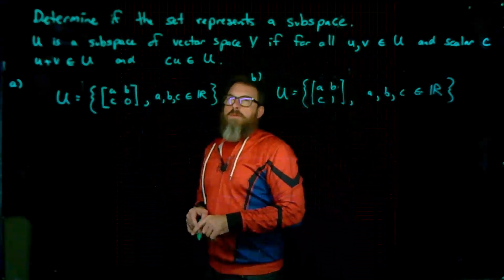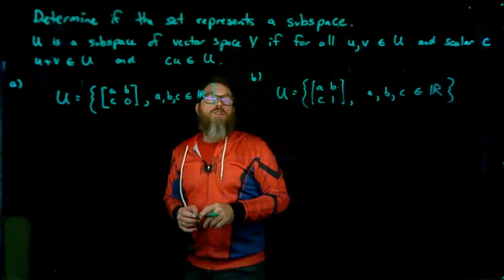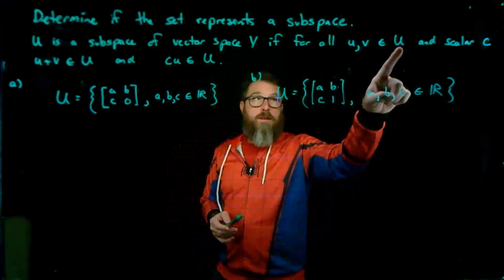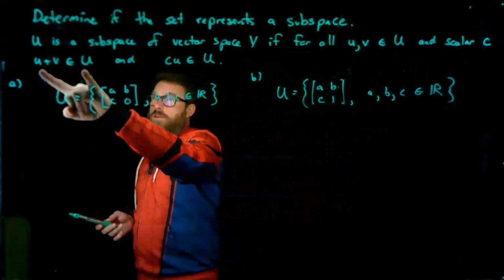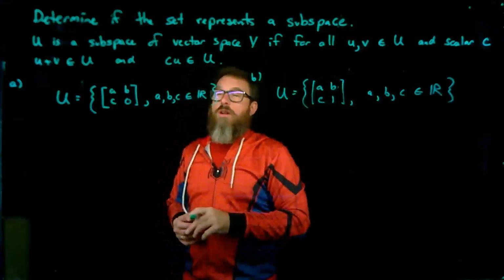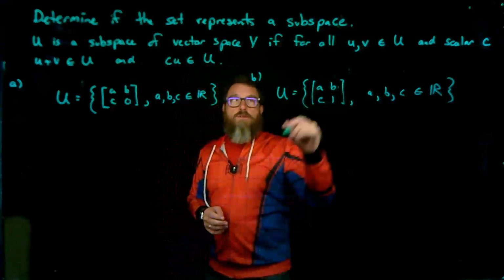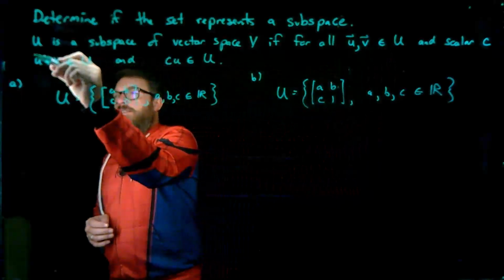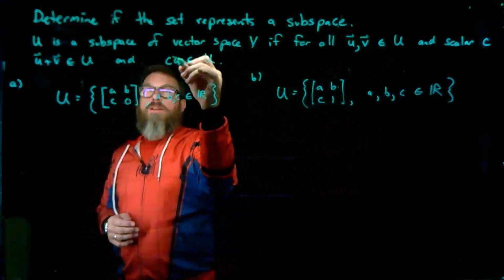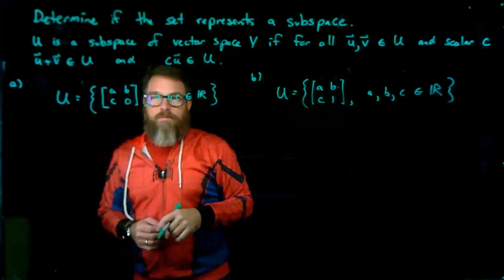So U is a subspace of vector space V if for all u and v in this claimed subspace and scalar c, it is closed under vector addition and also closed under scalar multiplication. Now these are vectors, and a lot of times we'll write arrows above these things to verify that they are vectors, but we're just going to assume vectors, so I'm not going to write arrows every single time.